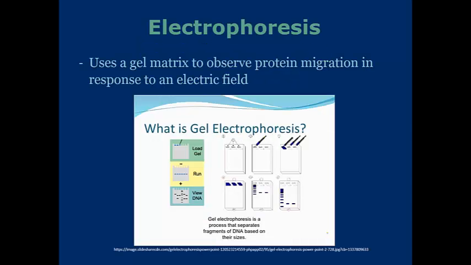We'll start first with arguably one of the most used ways of protein isolation, which is called electrophoresis. This uses a gel membrane to observe protein migration in response to an electric field.